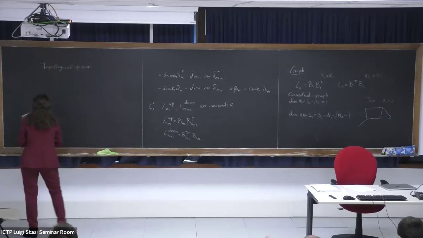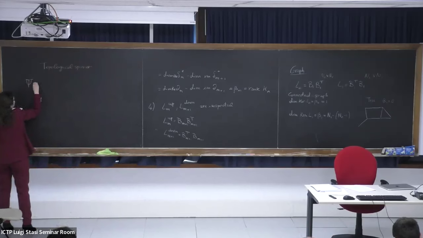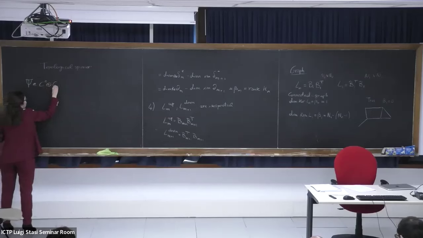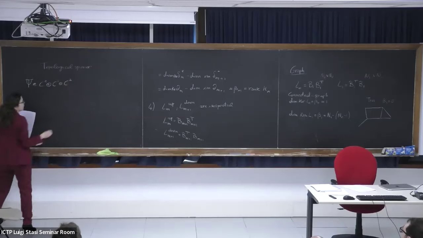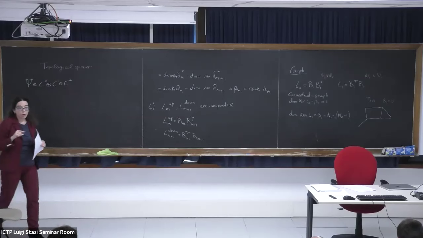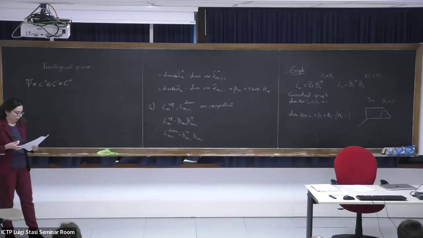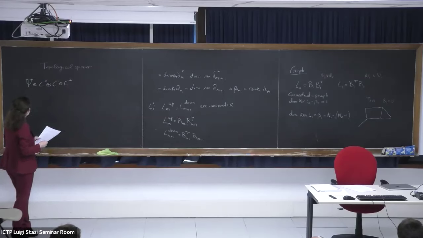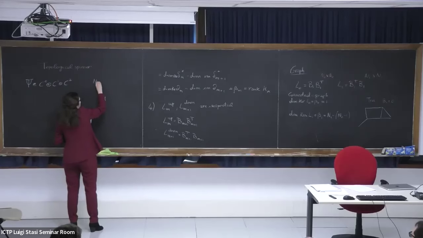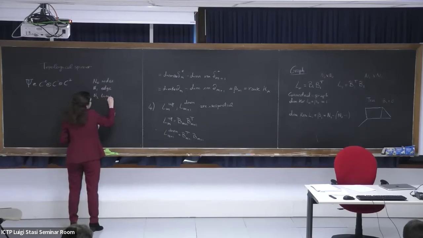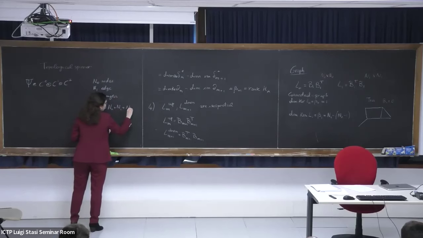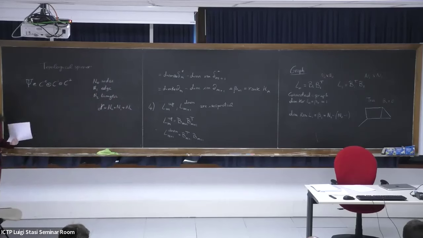You define this topological spinor that we call capital Psi as something which lives in the space of the direct sum of all the cochains of your simplicial complex. Since now we are going up to dimension 2, we have the direct sum of 0-cochains, 1-cochains, and 2-cochains. So if you have N0 nodes, N1 edges, N2 triangles, we can define N curly as N0 plus N1 plus N2. And this topological spinor can be represented as a vector of dimension N curly.